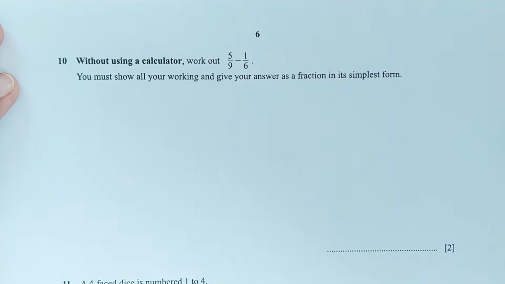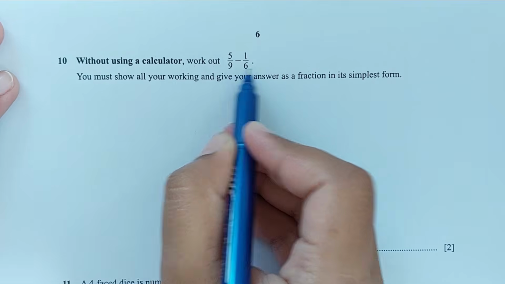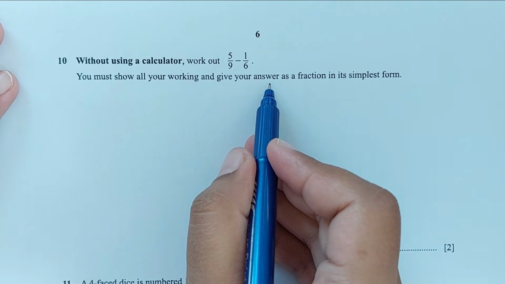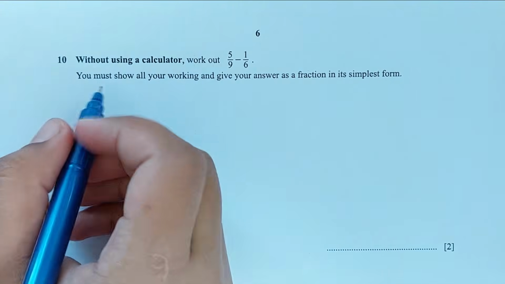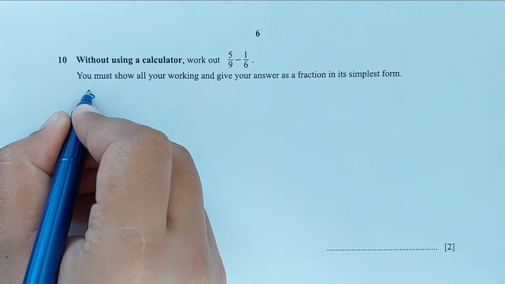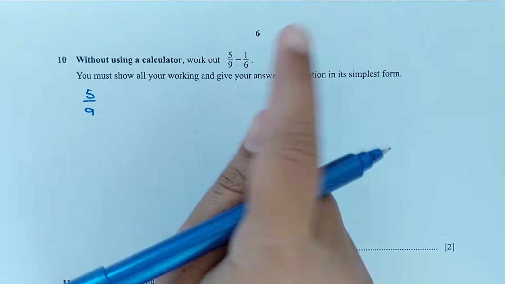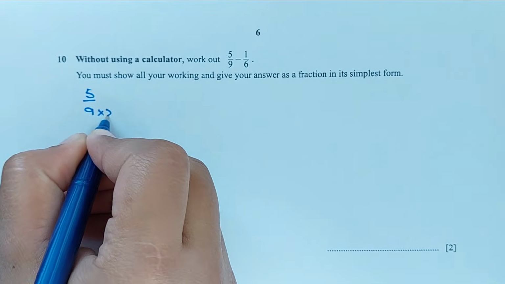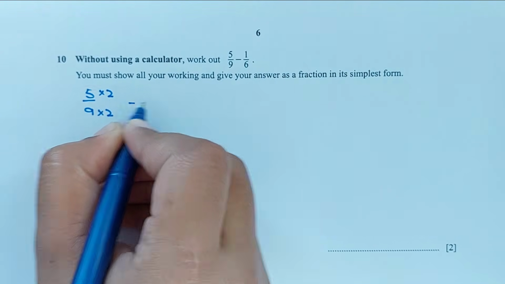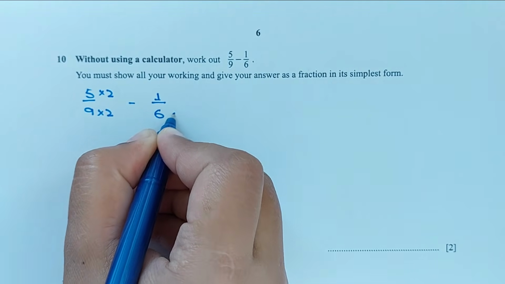Question number 10. Without using a calculator, work out the fraction. You must show all your working and give your answer as a fraction in its simplest form. Alright. We have to make the same denominator. The common denominator of 9 and 6 is 18. 9 times 2 makes 18, and 6 times 3 is 18.